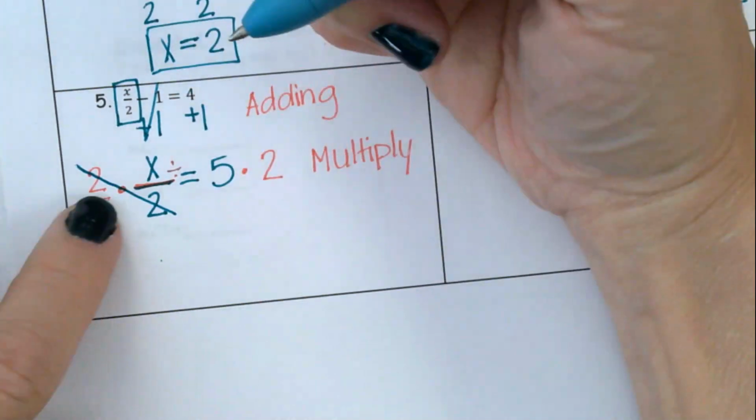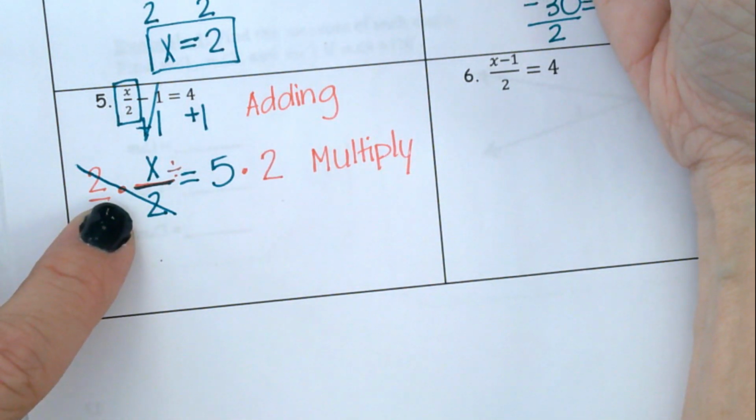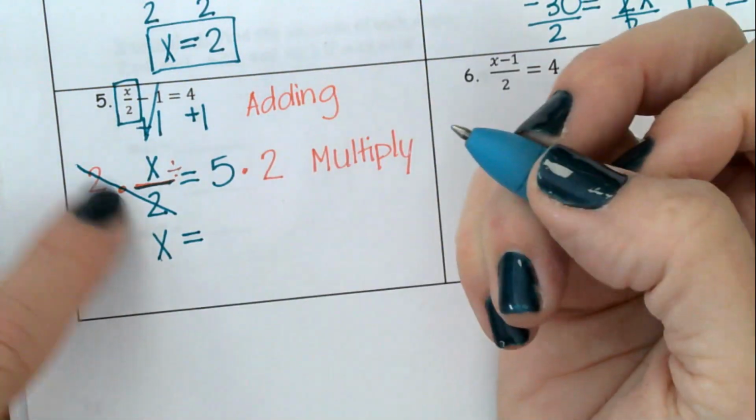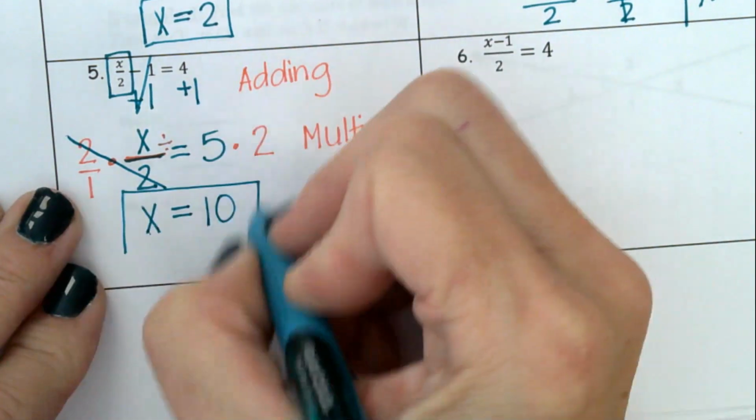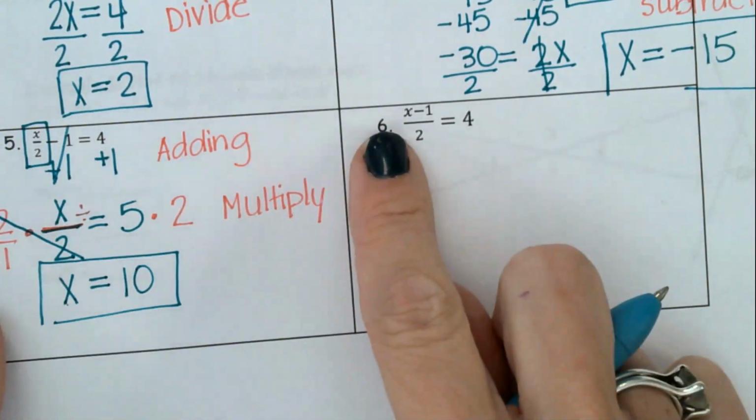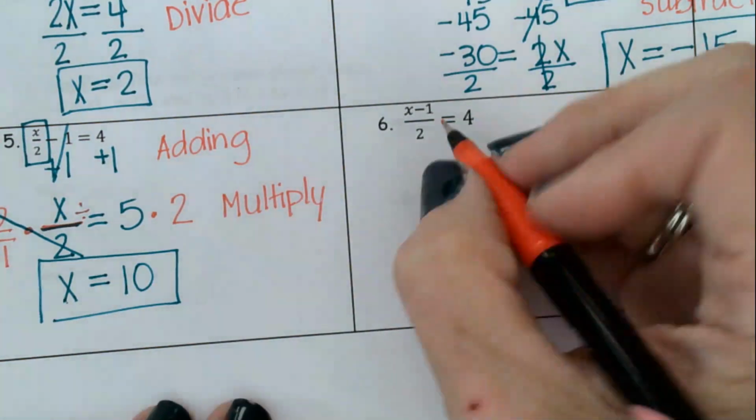These two are going to reduce to 1. 2 divided by 2 is 1. So I'm just left with x and the equal sign. And then what's 5 times 2? Okay. There we go. And then finally over here. Now, do you see the division bar?